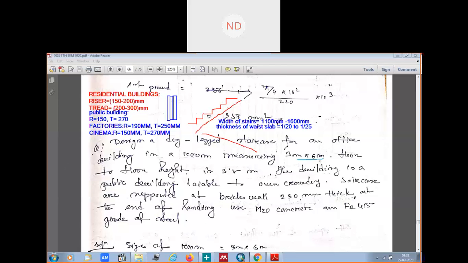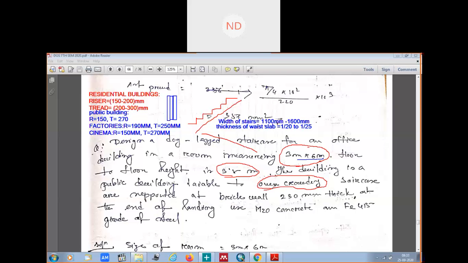If we assume, not assume, but we have a building here. Sorry, what is the room size? The staircase room is 3 meter into 6 meter, and the floor height is how much? 3.5 meter here. Yeah, 3 into 6, floor height is 3.5. The building is a public building which is liable to overcrowding. See here, it is overcrowding.